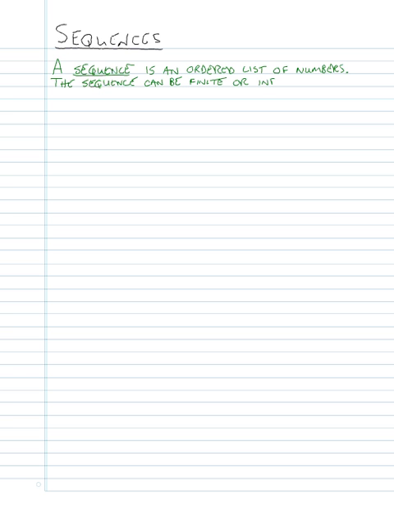Now the truth is, we're primarily interested in the infinite list, a sequence of infinite terms. And by the way, each of those numbers is called a term. So the first number in the list is called the first term, the second number in the list is called the second term, so on and so forth. So let's just look at three examples here.